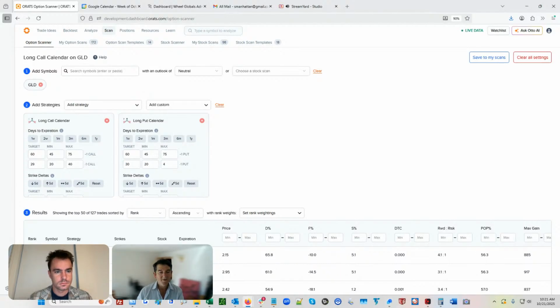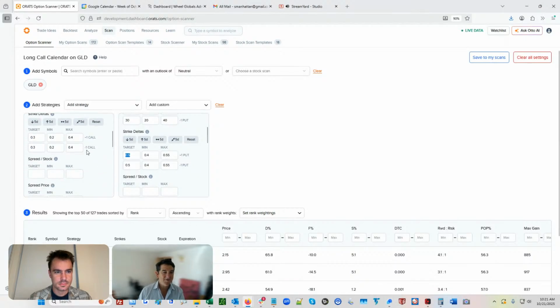My 4 isn't working. Okay, so let's go down. So 30 delta, so I could go down easily here. Love the scanner. Pretty close. All right, we might want to go a little bit higher.